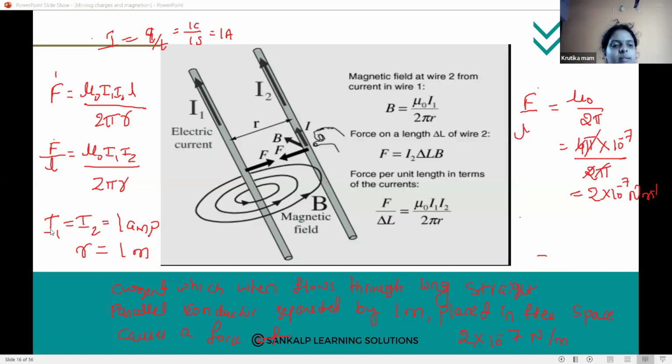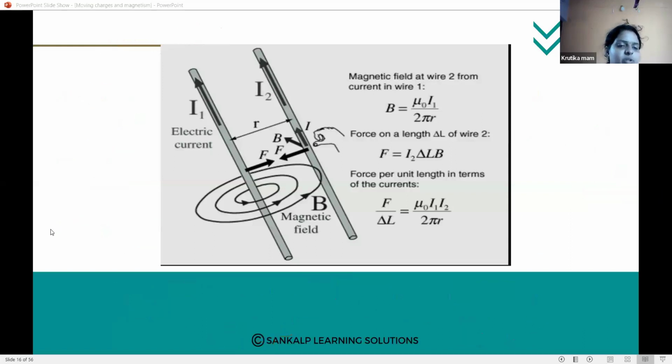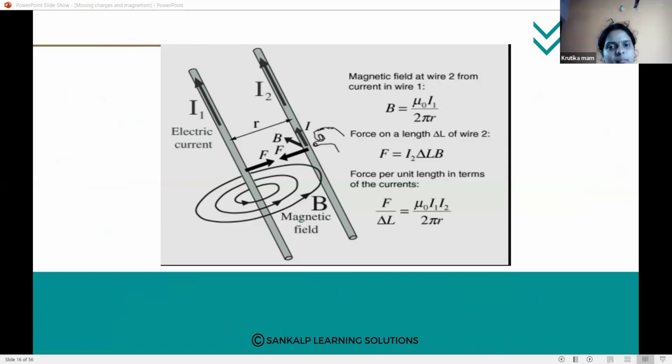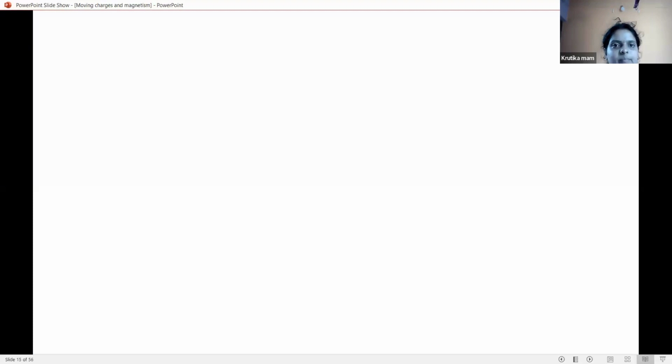Yes, students, shall we go for the next point? Next, again one derivation we are doing: show that a current carrying loop behaves as a magnetic dipole. Yes, the next derivation. We have a little more in this chapter. Again in tomorrow's class we have derivations itself. Please keep yourself mute.